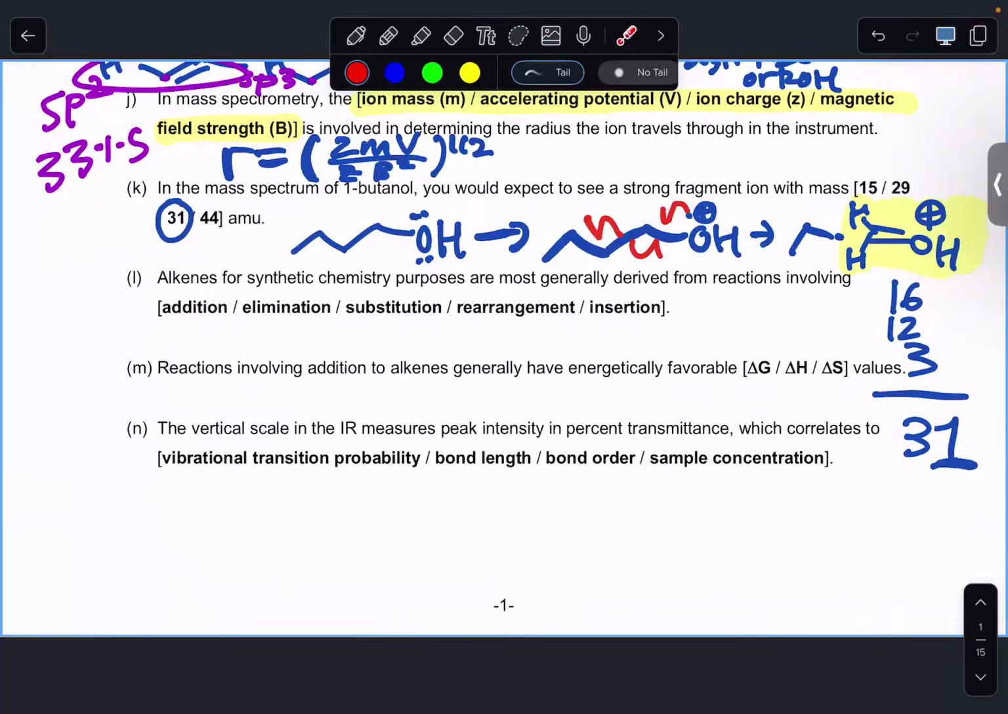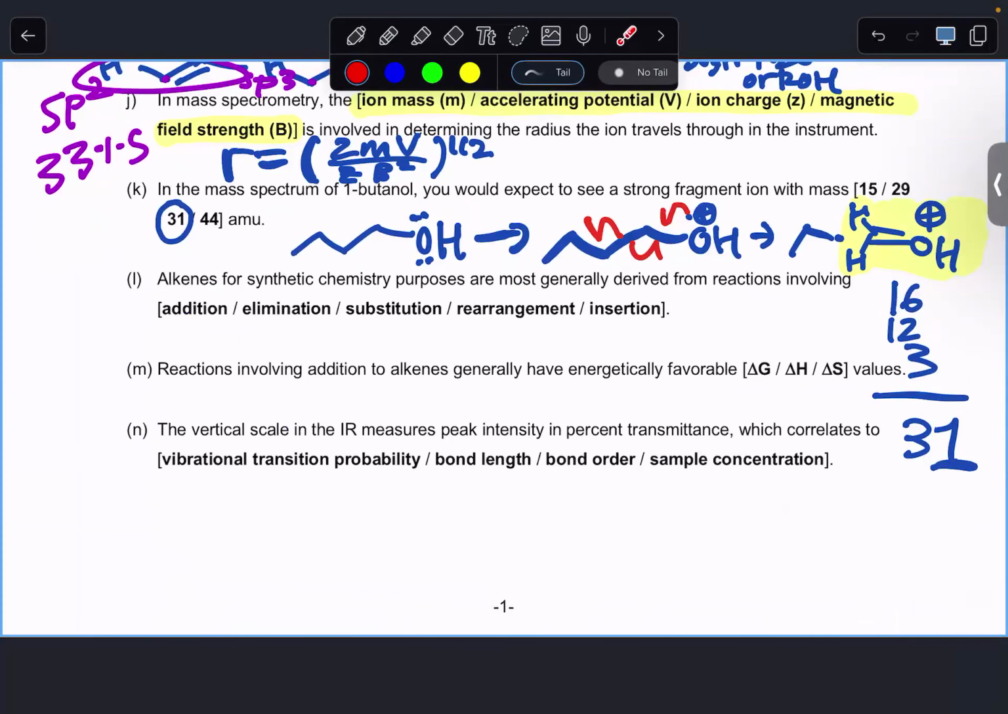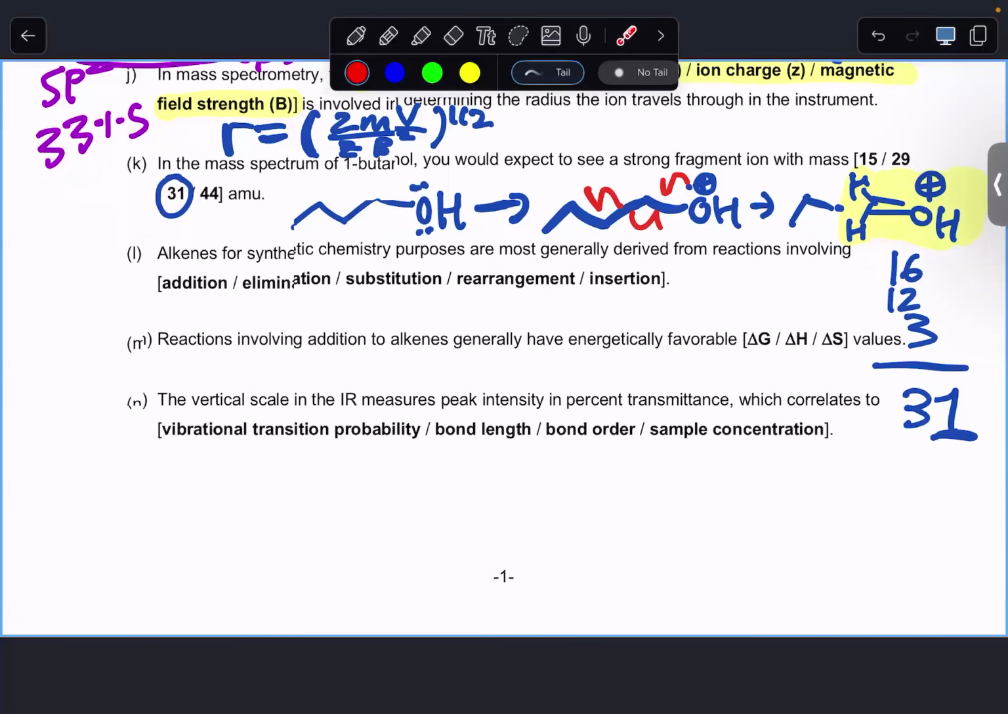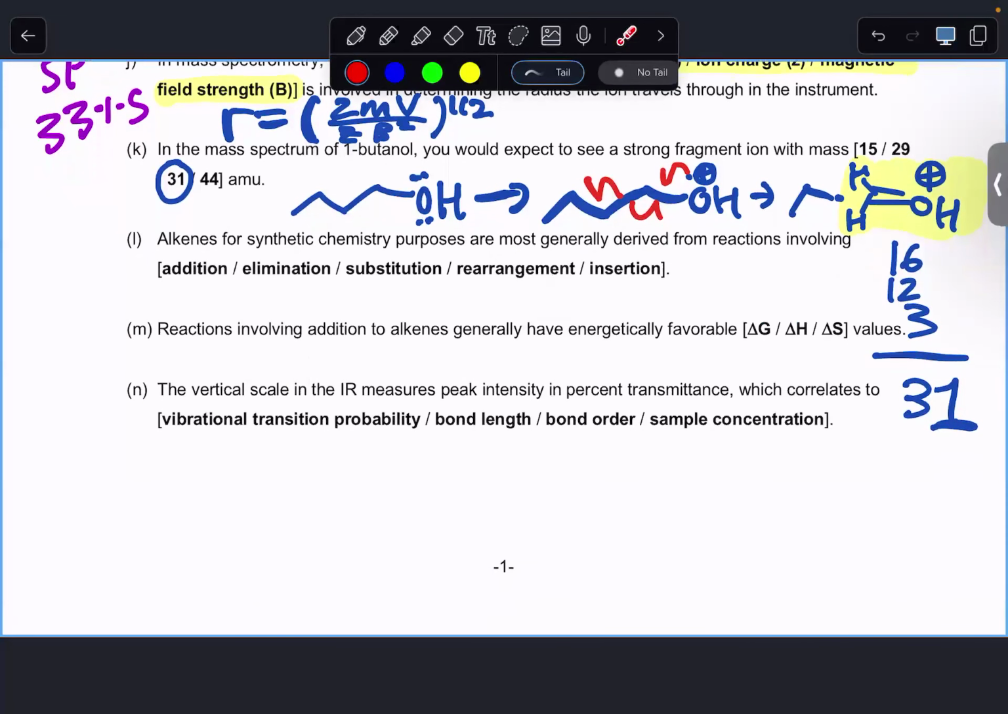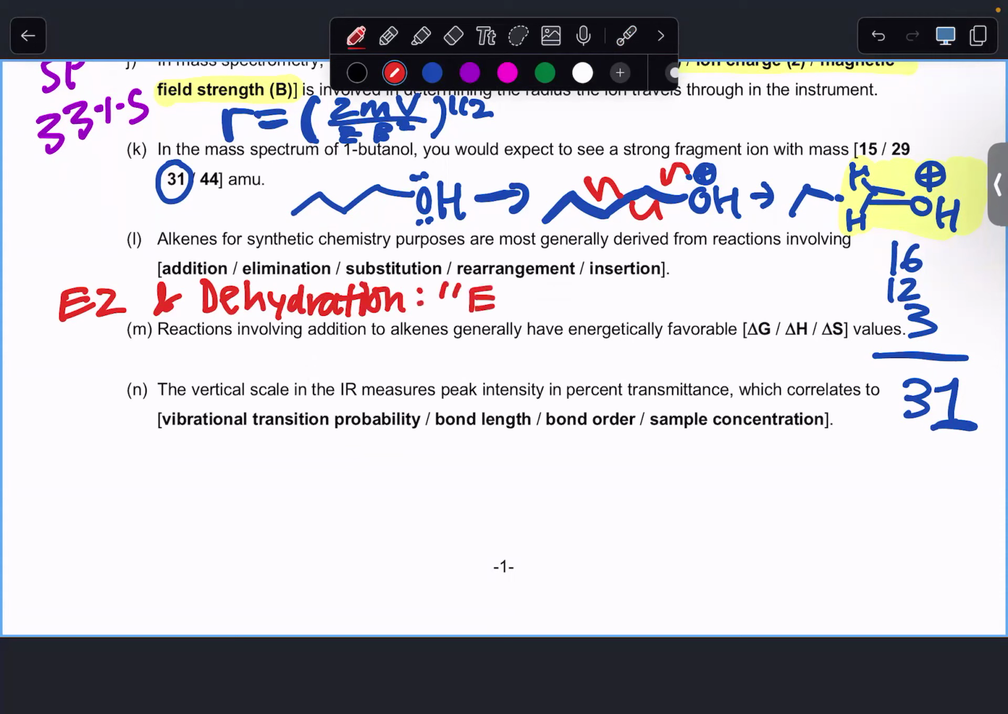Okay, now let's do alkenes. For our purposes, they are mostly involving 2 main reactions. Dehydration. What kind of reaction? Yeah, elimination. E2 is specifically E2 itself. Dehydration is E1 like.